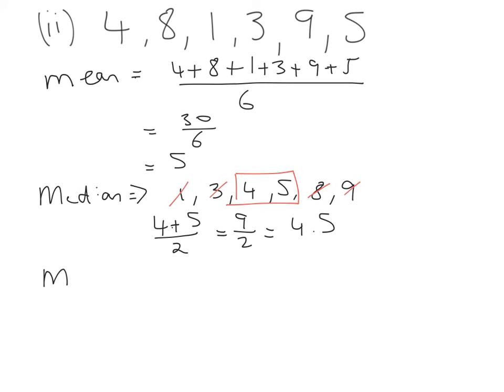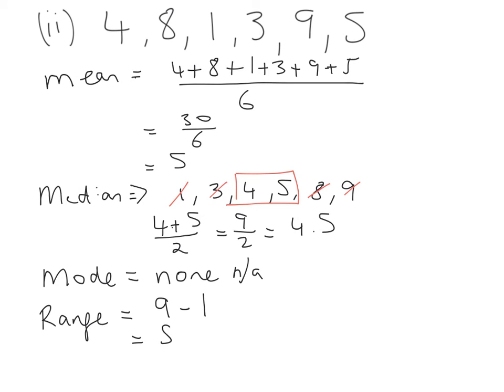The next one is the mode. That's the most common number. As you can see from that list, there's actually no numbers that come up more than once, so you're just going to say none, or you could say NA, something like that. Basically, there is no mode in this particular question. And finally, the range is the largest number with the smallest number subtracted. So the largest number is 9 minus the smallest number in our list, which is 1, and therefore the range is equal to 8.